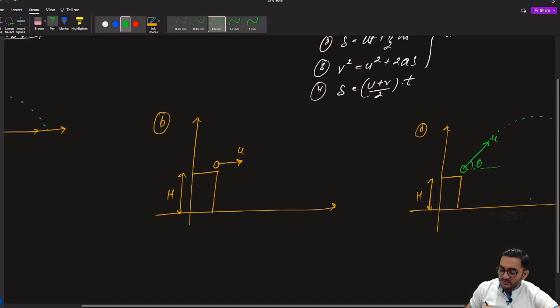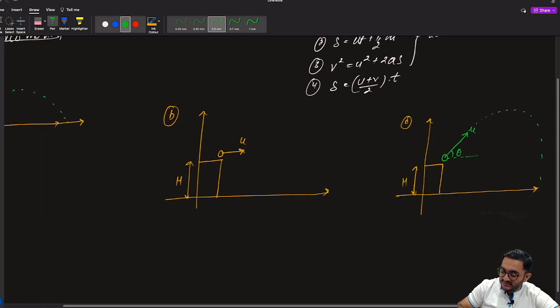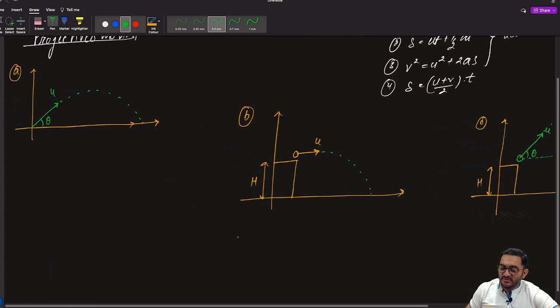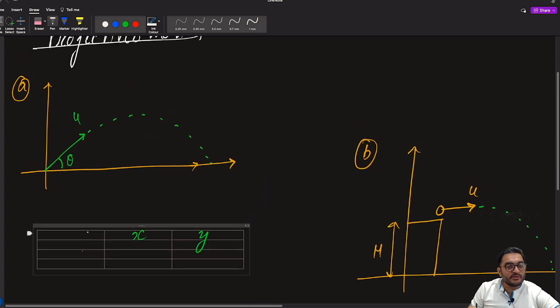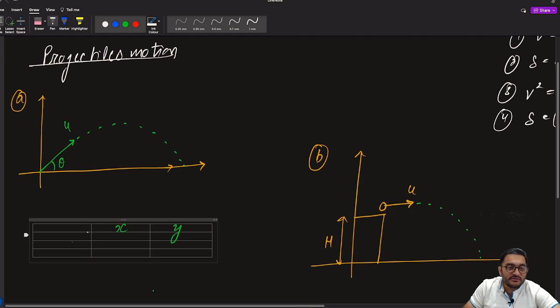So the moment you see any particular question, whether it is case A or case B where the body has been horizontally projected, this is how the three motions are going to look. Your aim will be very simple: the moment you read the question, you should be able to identify in which particular category or case your question falls.